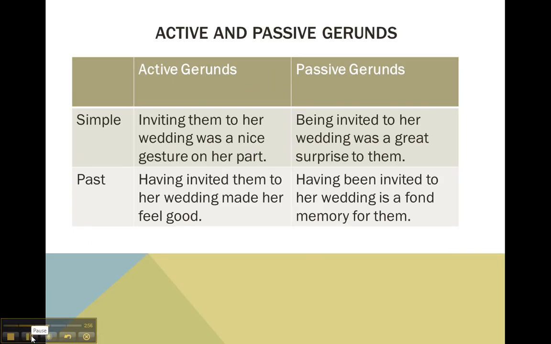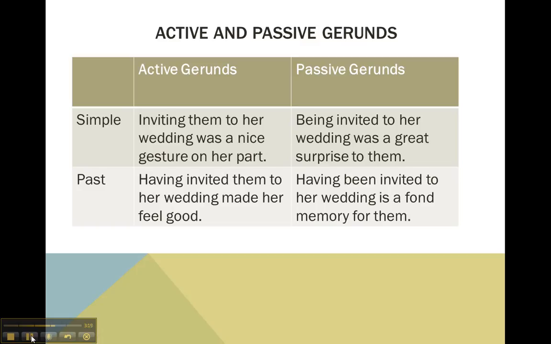And finally, another kind of strange and new thing that you're going to learn about is the fact that gerunds can be active or passive. Even though they've become nouns, now they can still have a passive form like a verb. So I can say something, okay, inviting them to her wedding was a nice gesture on her part.